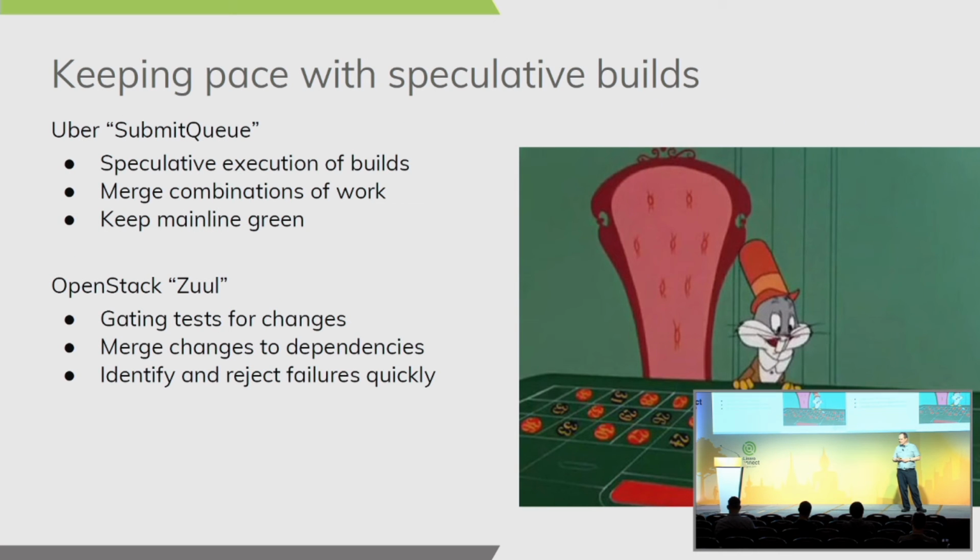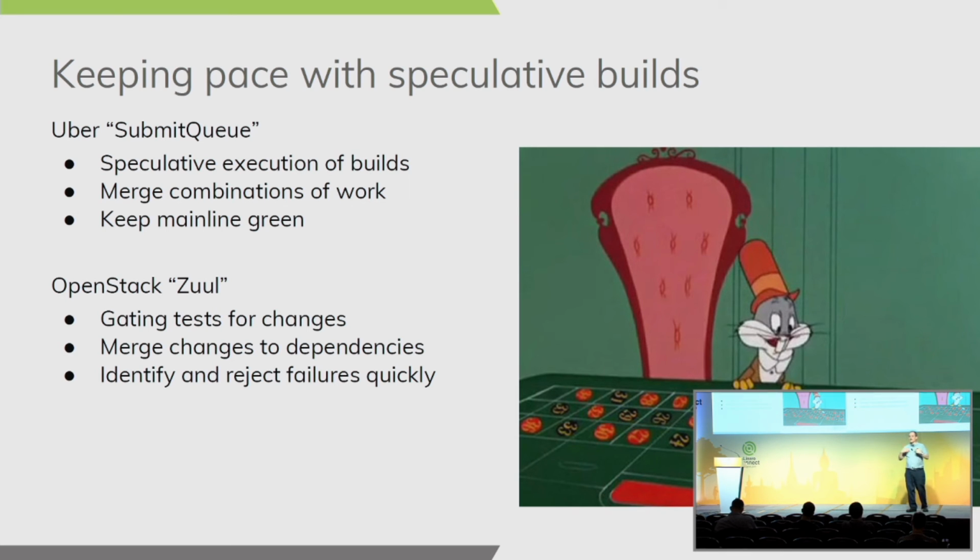There's a couple examples where the build systems get very aggressive about building things. So you have a big project, it has a lot of change, there might be multiple changes happening at the same time, and you're trying to accelerate the speed of everything. So rather than testing changes sequentially one at a time, two systems, Uber's SubmitQueue and OpenStack Zuul, do what I would consider speculative execution on builds.